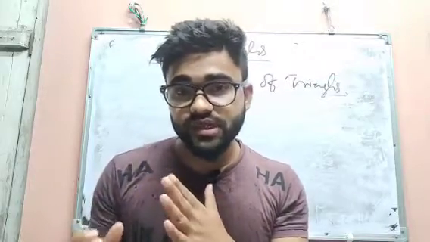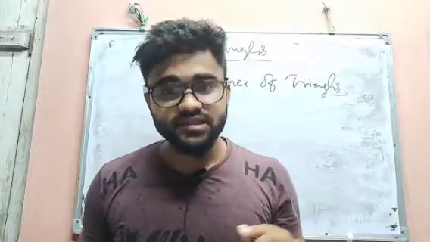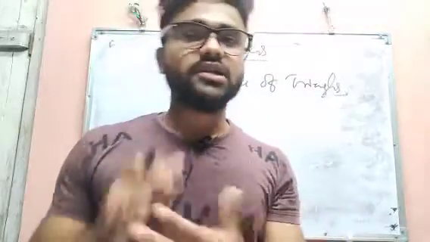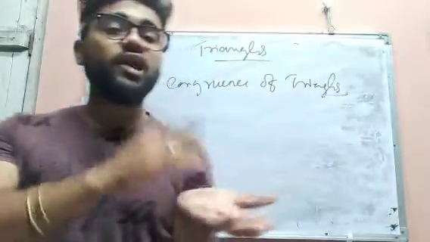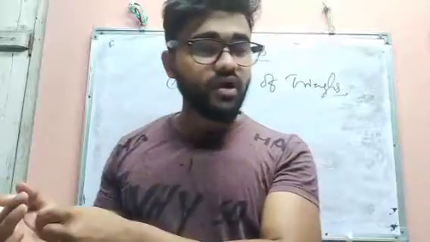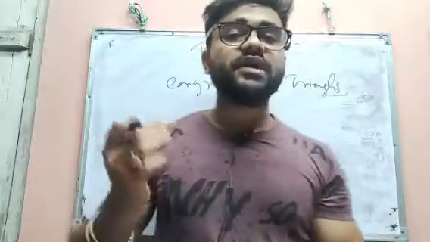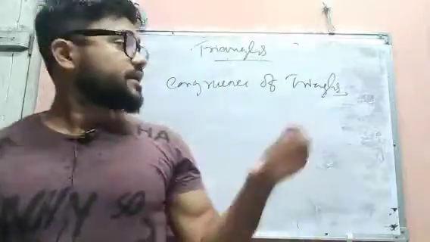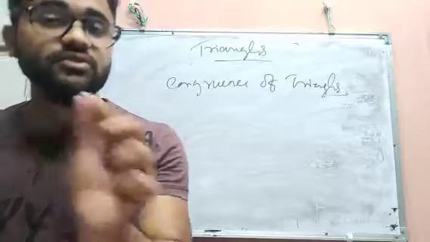Okay, now two triangle congruency means what? Suppose you are given ABC, a triangle, and also you are given another triangle PQR. Okay, so if all the angles of ABC are equal to the corresponding angles of PQR, and all the sides of ABC are equal to the corresponding sides of triangle PQR, then these two triangles are said to be congruent to each other.